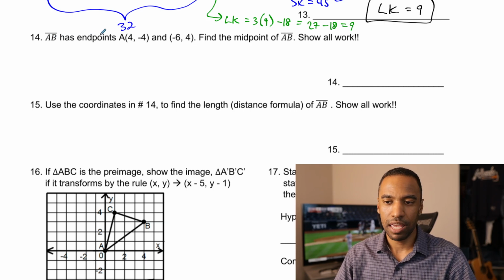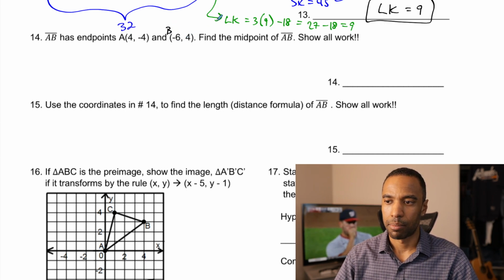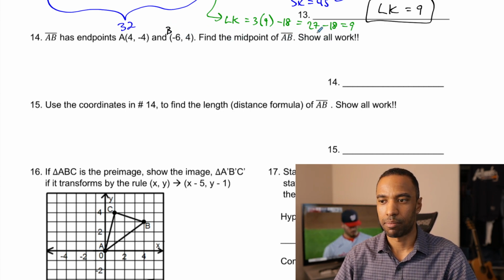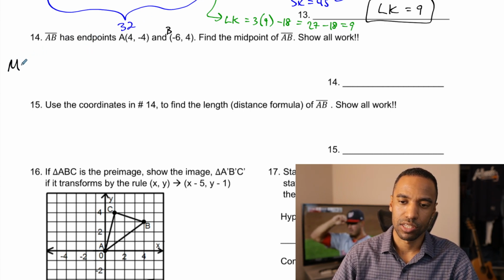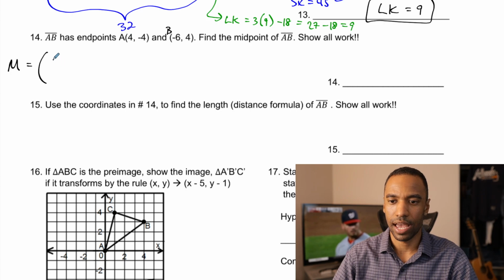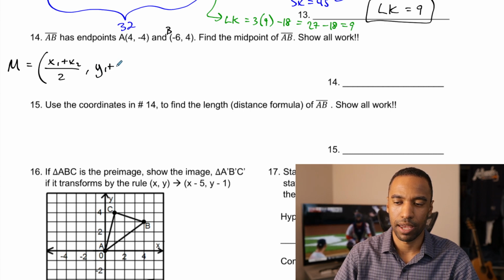Number 14, segment AB has endpoints A at (4, -4) and B at (-6, 4). Find the midpoint of segment AB, show all work. Well, finding the midpoint is as simple as averaging the two x values and the two y values that you have, and that ordered pair will be your midpoint straight up.